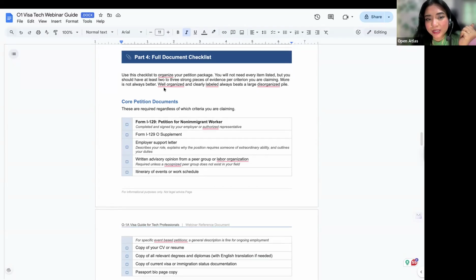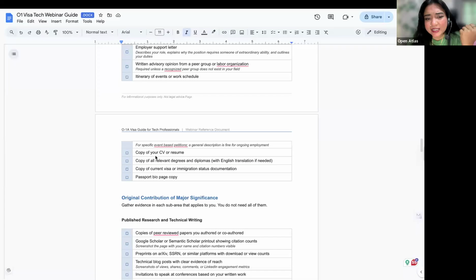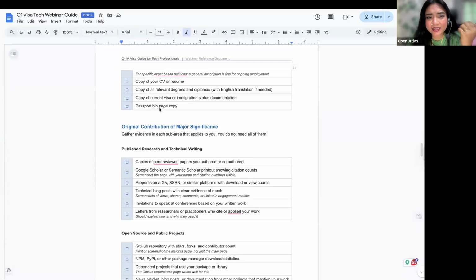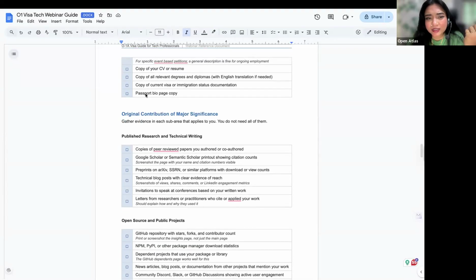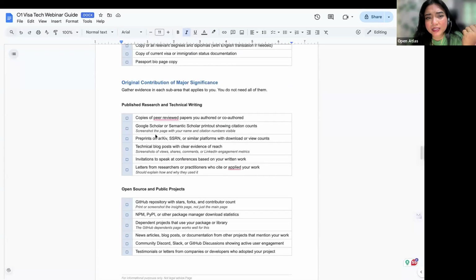More is not always better. Well organized and clearly labeled always beats a large disorganized pile. As we know, we need to have a petition for non-immigrant worker, O supplement, support letter, written advisory opinion from a peer group or labor organization. These are some basic things that you can go back again and check. Something that I'm gonna explain bit by bit is in terms of original contribution of major significance.